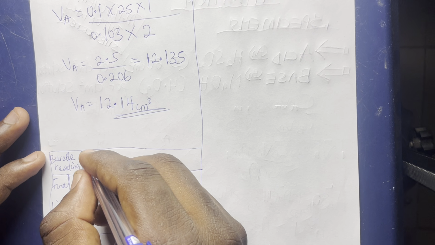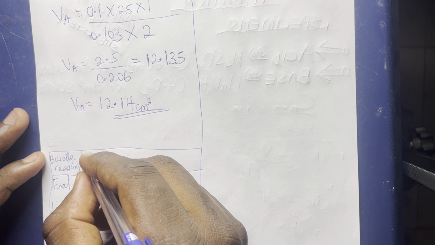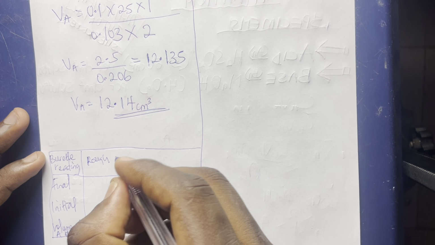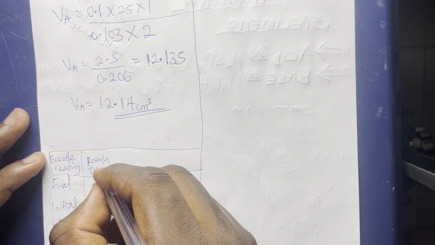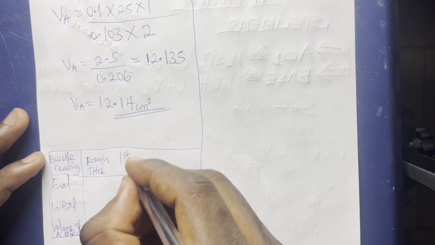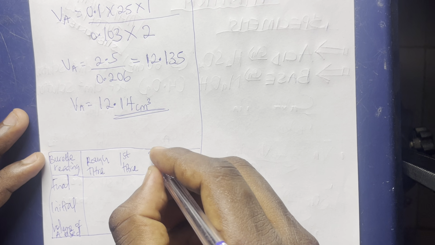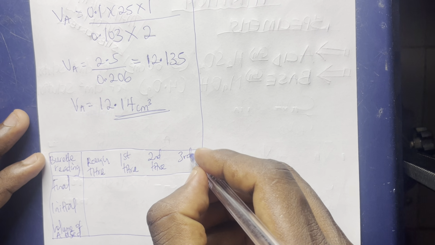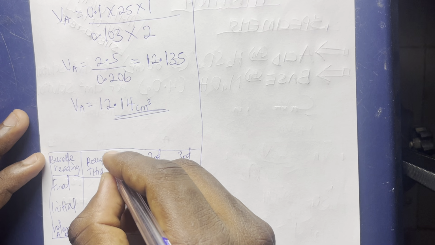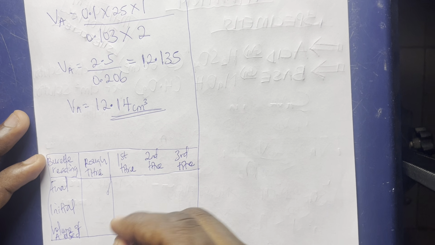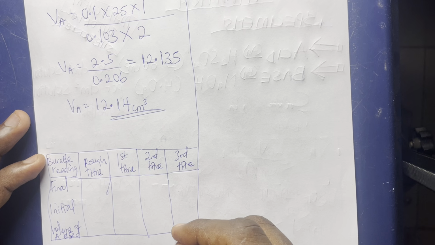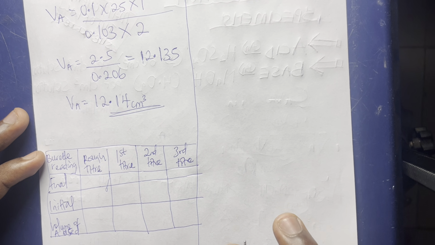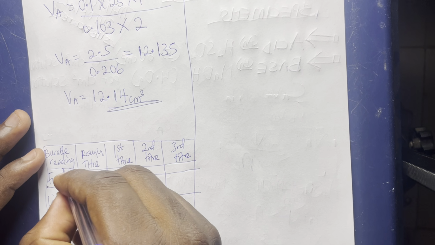So from here now we have our first titre. Okay, maybe we can have rough. Let's have rough titre. Then we can have our first titre, our second titre, we can even have the third titre as well. So if this happens to be the table, then you have to put your cm cube here.